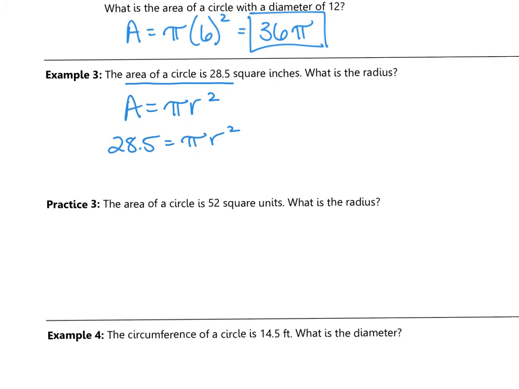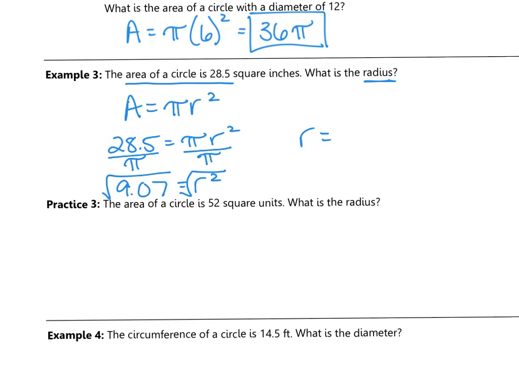Now, since we're trying to find the radius, we need to solve for r. So first thing we need to do is divide by pi, and this is where you are going to have to pick up your calculator. You're going to do 28.5 divided by pi, and you get an answer of 9.07. It is a longer decimal. I rounded it, but I am keeping that whole entire decimal in my calculator because my next step to solve for r, since I have r squared, is to take the square root of both sides.